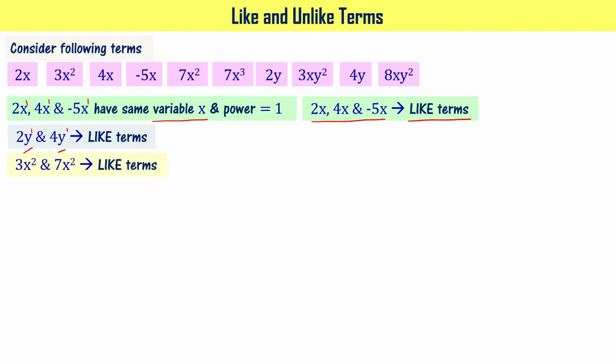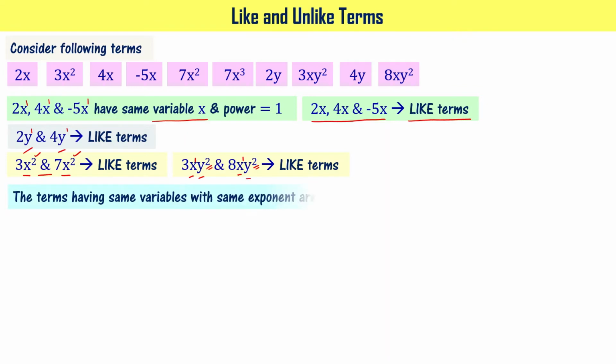3x square and 7x square are also like terms because the variable is x and the power is 2, right? 3xy square and 8xy square are also called like terms because the variables are x and y, and the x power is 1 in both terms and the y power is 2 in both terms, right? That's why they are like terms. So the definition of like terms is as follows: the terms having the same variables with the same exponents are like terms, right?